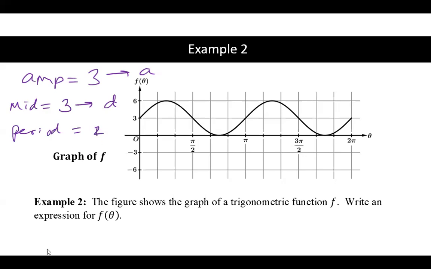Well, it was pi, but hold on, let me rewrite that. I wanted the period, not the actual B value yet. What was my period? Pi. And how did that change? It was cut in half. So our B has to be 2 because we divided it by 2. Does that make sense? All right.